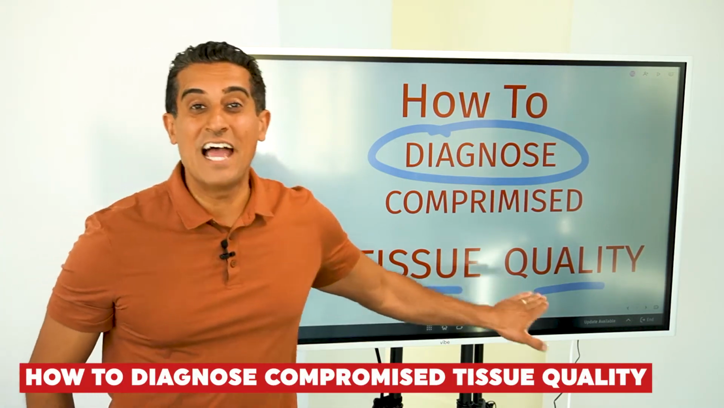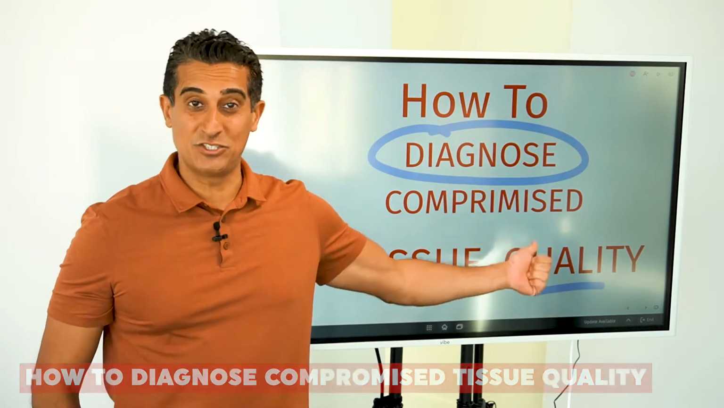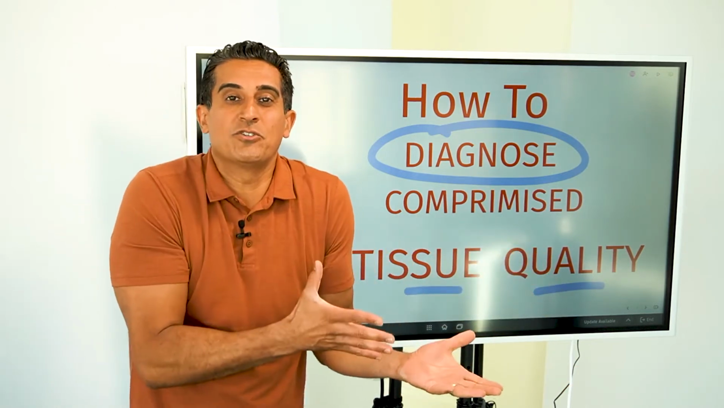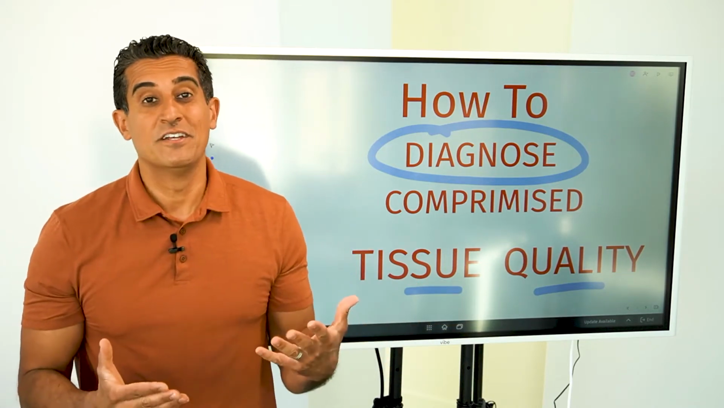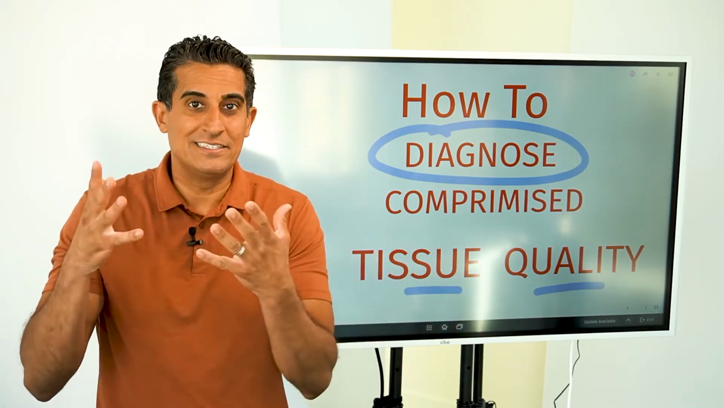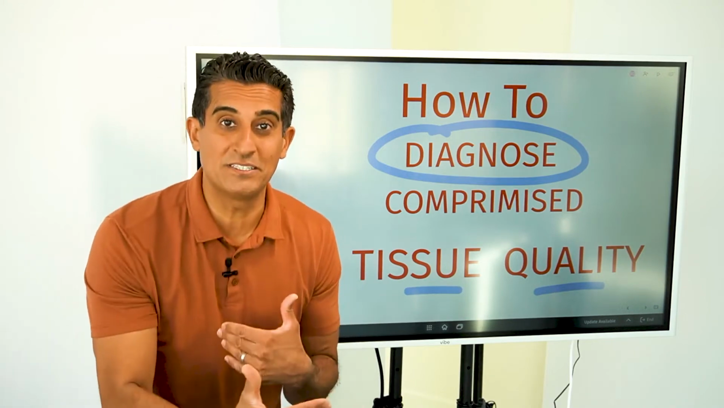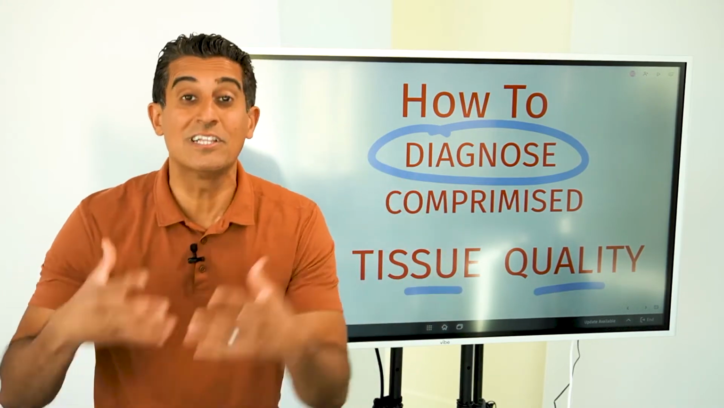How do you actually diagnose compromised tissue quality? You want to start doing more grafting procedures in your practice, or you're looking at some areas in the mouth and you're like, gosh, this isn't looking too good. How do I tell the patient that? How do I even diagnose this clinically?